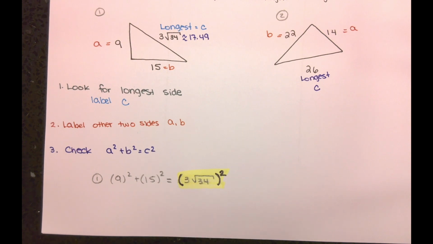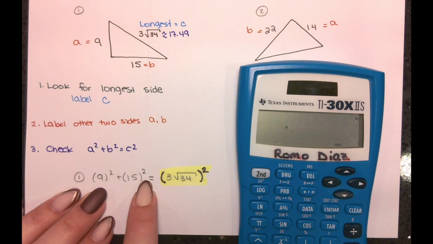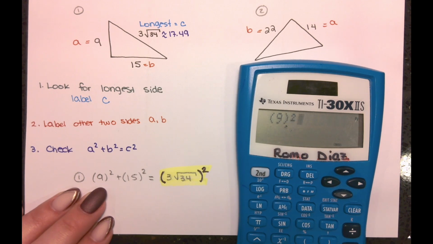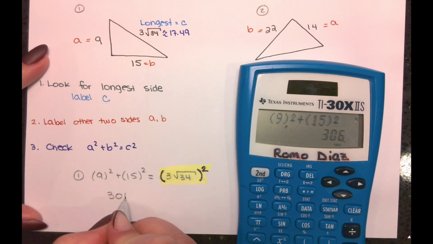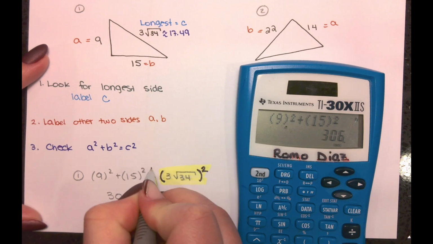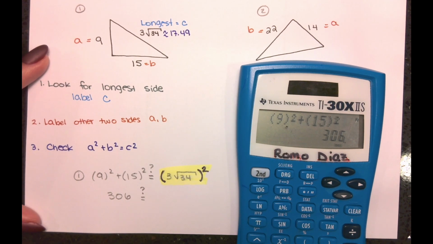So how do I type this into my calculator? I'm going to type it in exactly how I see it, leaving the equals as my separator. So 9 squared, again, you do not need parentheses here. 15 squared, don't need parentheses there. And you're going to evaluate that at 306. Now we're going to check, right? We don't know if that's equal, excuse me.